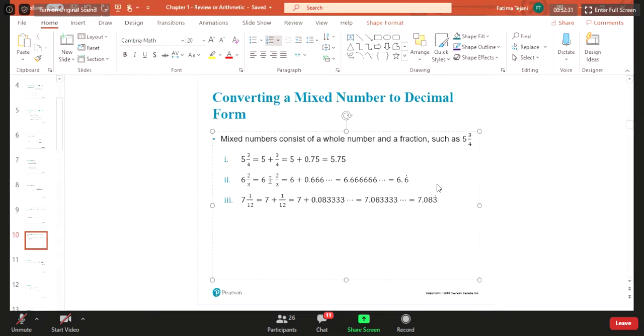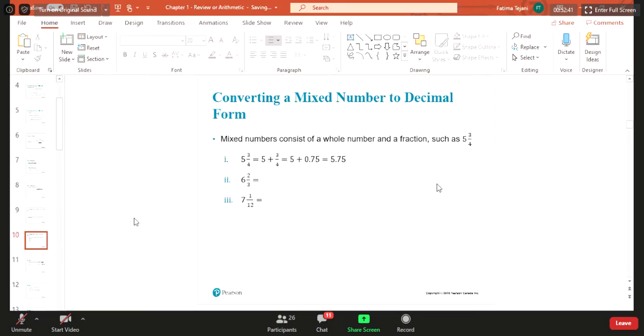Do the second one and the third one and tell me the answer. Do it at your end and tell me. 0.66. So 6, 2 by 3. How do you calculate the whole number and the decimal? 2 divided by 3 and then 0.67. Okay, 0.67. 2 divided by 3. 6 plus 0.67. So 6.67. Okay, well. And the next one?